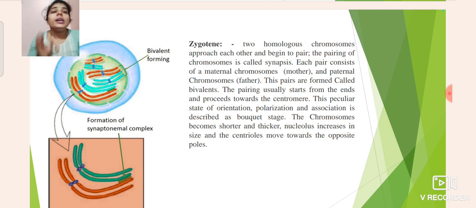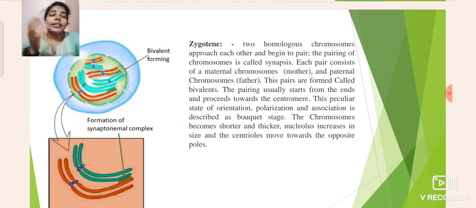Okay, so this is the zygotene process, done after the leptotene stage. The two homologous chromosomes completely pair with each other, a process called synapsis, due to the presence of the synaptonemal complex. That is the zygotene process.